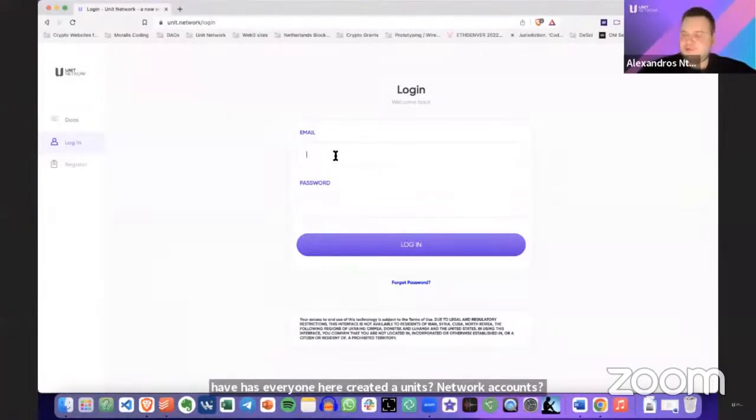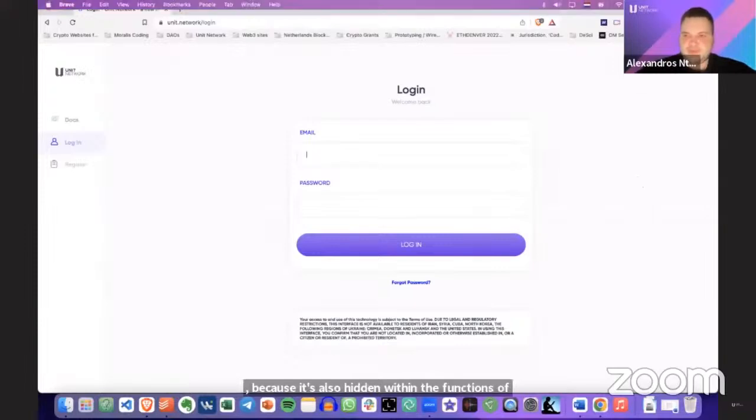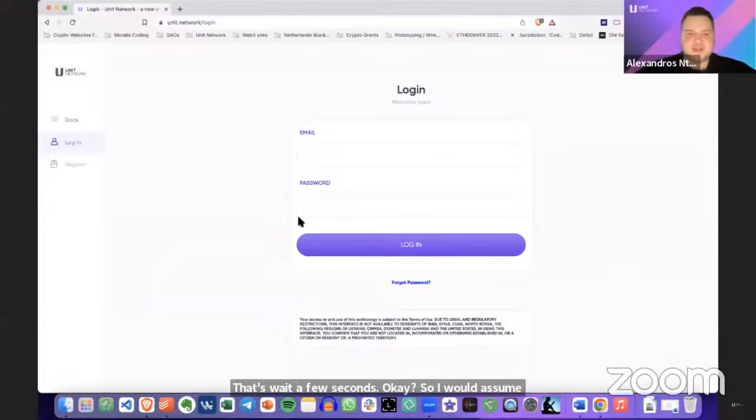There is a raise hand. Can everyone who does not have an account raise their hand? Lona doesn't have one. Agama, could you send her a link? No, Lona stopped raising her hand. So I suppose everyone has an account, right? Otherwise, please unmute yourself and say you do not have it, in case you do not know how to raise the hand, because it's also hidden within the functions of Zoom. Let's wait a few seconds. Okay, so I would assume that everyone has created their own accounts.